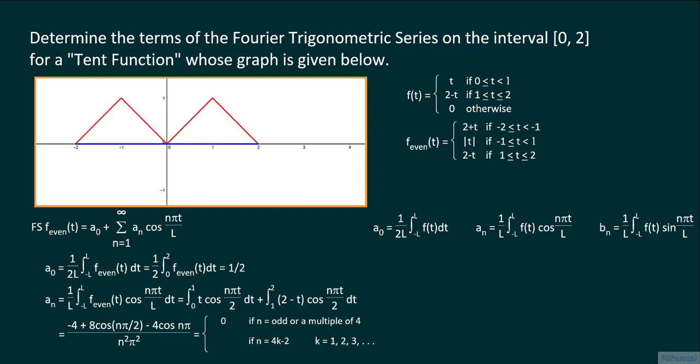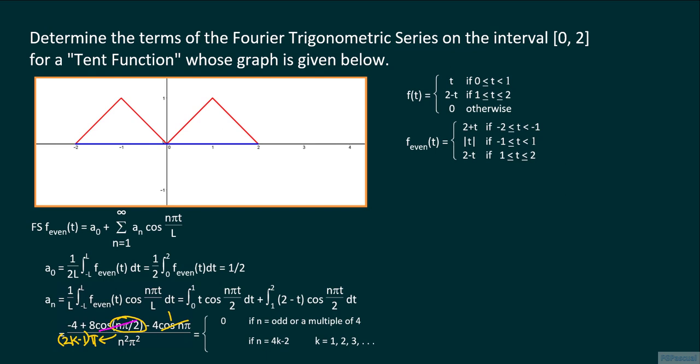If n equals 4k minus 2, then n pi is still an even multiple of pi, and cosine n pi equals 1. N pi over 2 will be equal to 2k minus 1 times pi, which is an odd multiple of pi, and so cosine n pi over 2 equals minus 1. And so, when n equals 4k minus 2, a sub n equals minus 16 divided by n squared times pi squared.